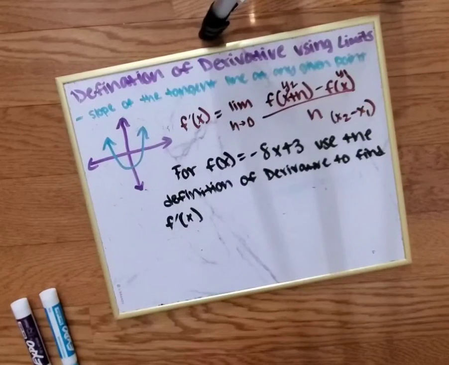Today we are going to be going over the definition of a derivative using limits. So, to start off, what is a derivative? The derivative is the slope of the tangent line at any given point. And you're like, hold up, that doesn't make sense. What in the world is a tangent line?